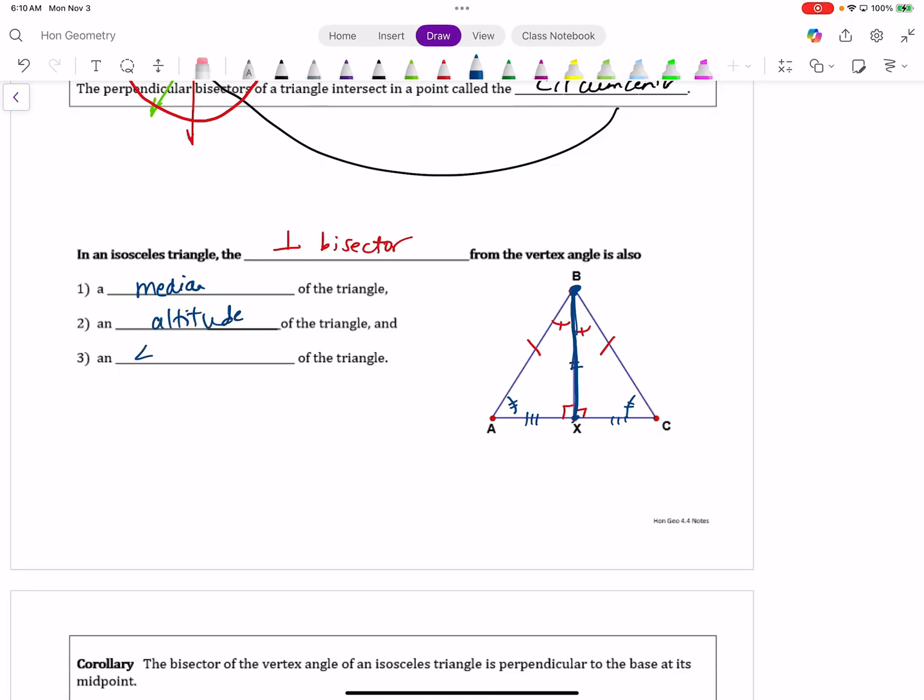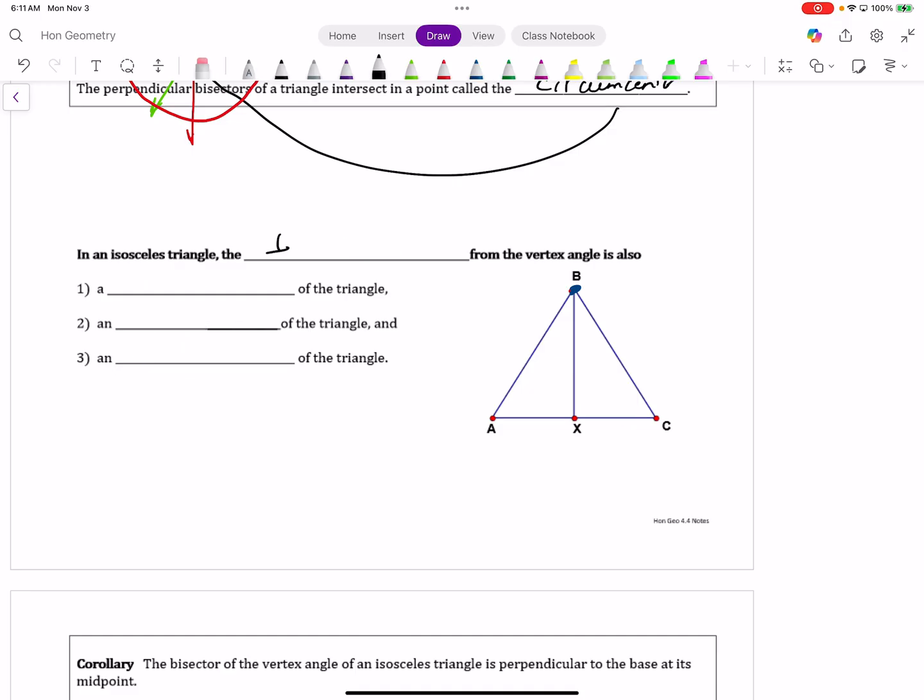And it's also an angle bisector because we already said it's a perpendicular bisector. So, oh, actually, you know what? Hey, hold the phone. I'm going to go back and reorder that because I just said something that wasn't true. I'm totally not thinking. Okay, we're going to start over again.